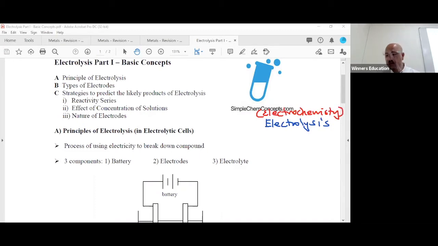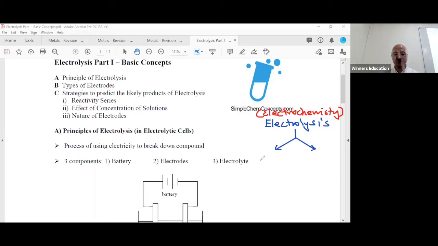But O-level students, I don't like the word electrolysis. Why? Give me one or two more weeks, I'll show you why. It's actually wrong. I don't know why they still don't want to change it. You go to A levels, you realize the name itself is wrong. Hold it there first. So for the electrolysis topic, we're going to learn two things.